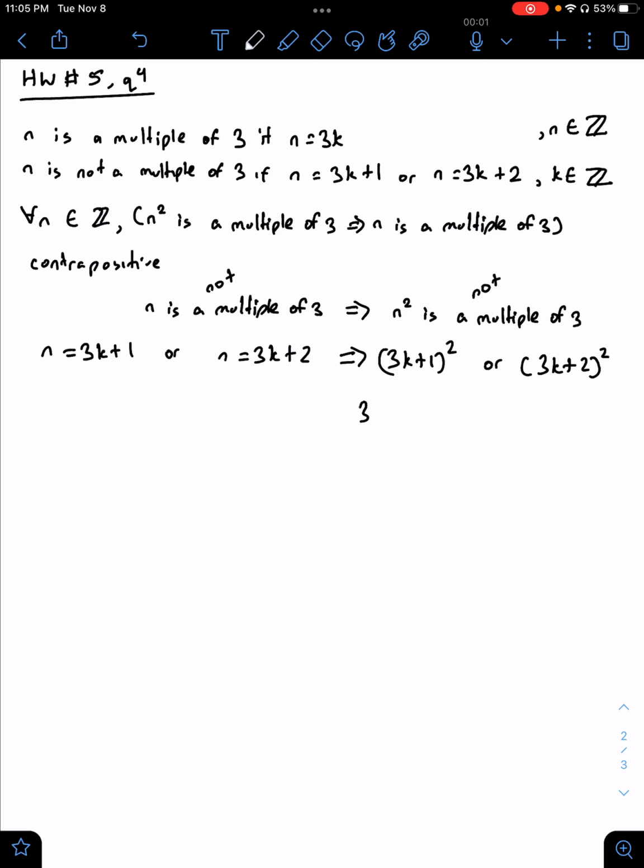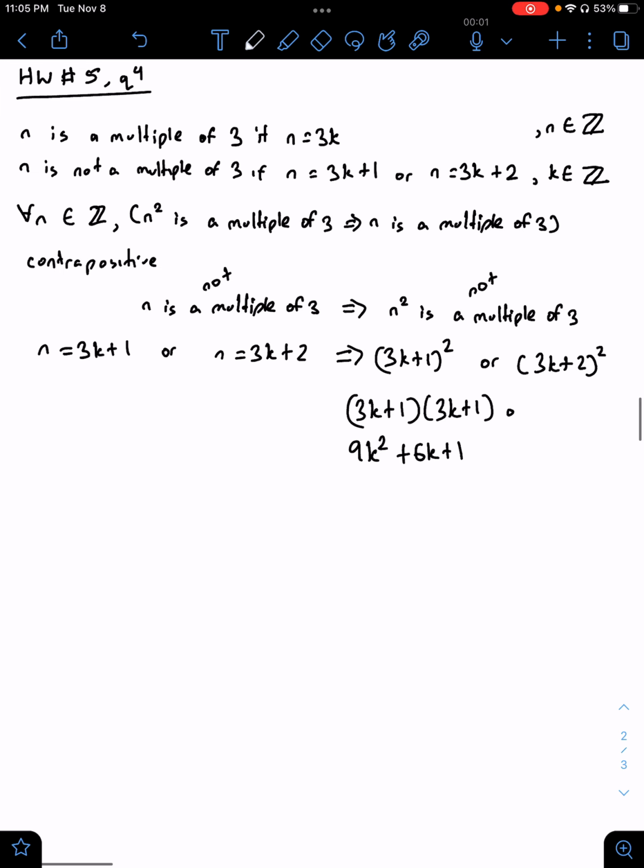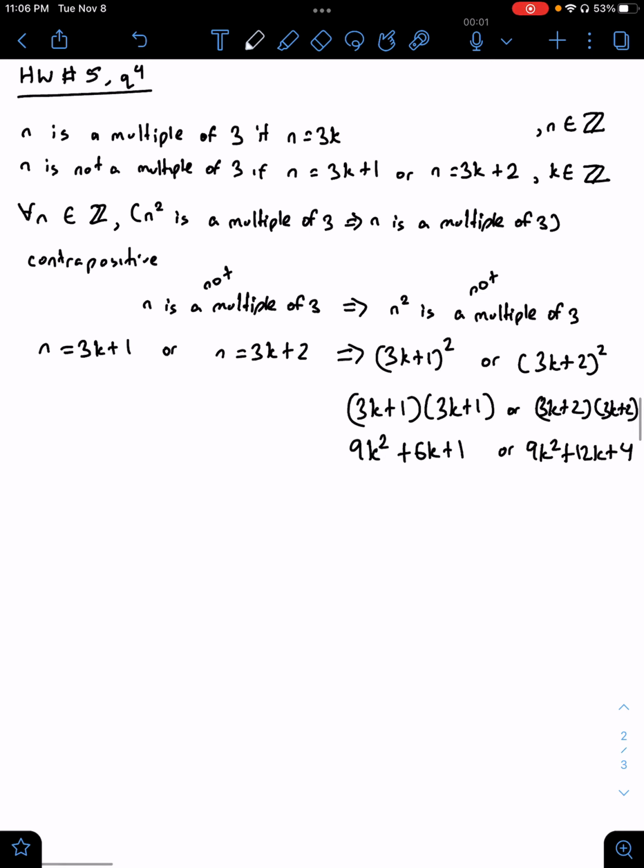So 3k plus 1 squared, that's 3k plus 1 times 3k plus 1, which is going to give you 9k squared plus 6k plus 1. And this thing is going to give you 3k plus 2 times 3k plus 2, 9k squared plus 12k plus 4, right? After you get these, what you're trying to do is show that these two are not a multiple of 3. If something is not a multiple of 3, it should be in this form or this form.